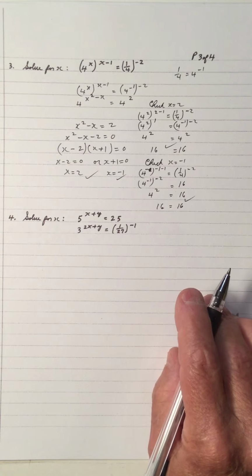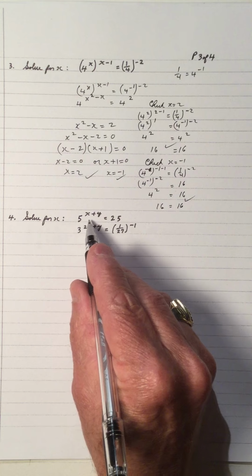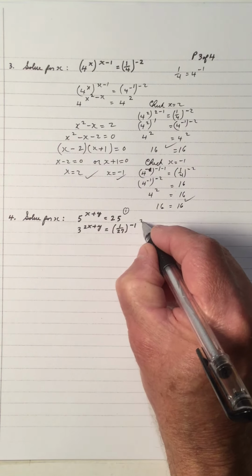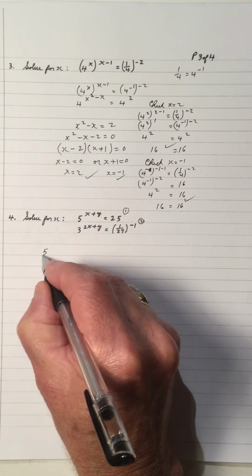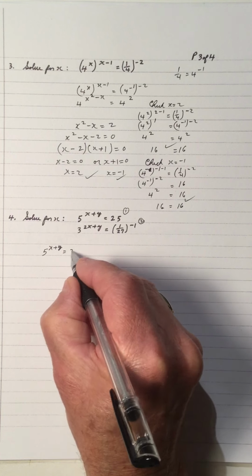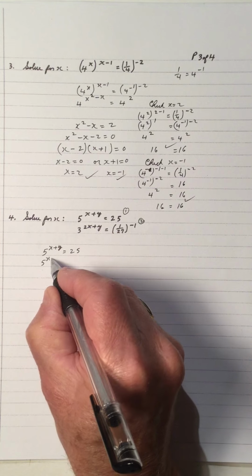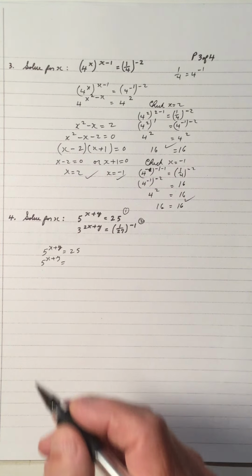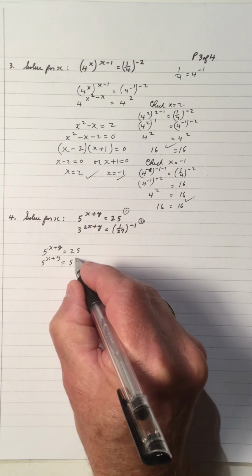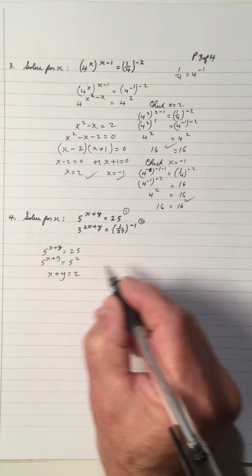Number 4, solve for x. Again, we have two equations, but we notice we have x's and y's. So this is equation 1 and this is equation 2. We take the first equation, and notice the first equation has base 5. So that means we change our 25 to base 5, so that's 5 squared. So that means x plus y equals 2.